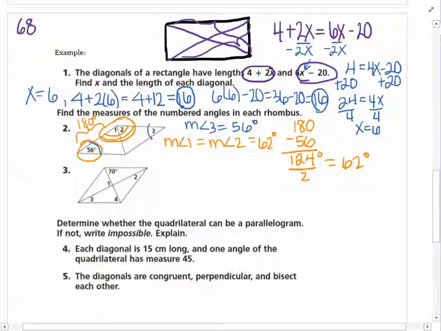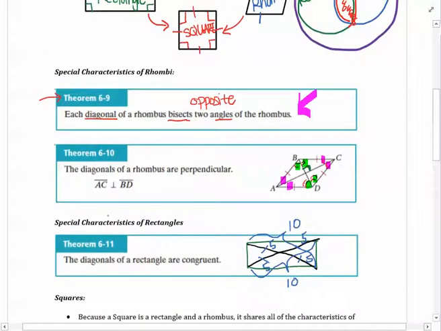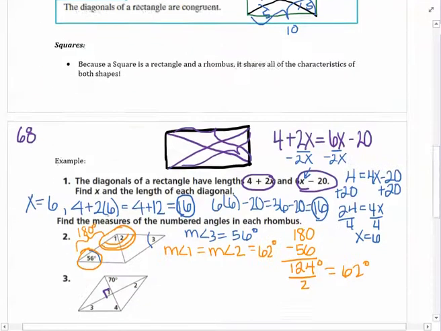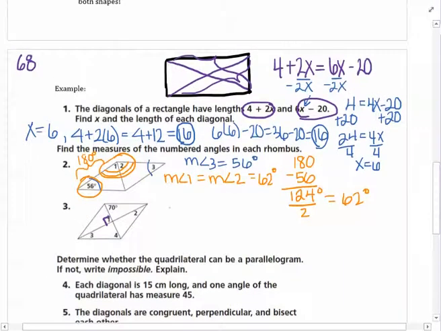Okay, so number 3 is a rhombus as well. Alright, so the first angle that I'm going to answer is angle 1. Angle 1 is where the two diagonals come together. And we said the diagonals of a rhombus are perpendicular. So that means the measure of angle 1 has to be 90 degrees. That's an easy one.